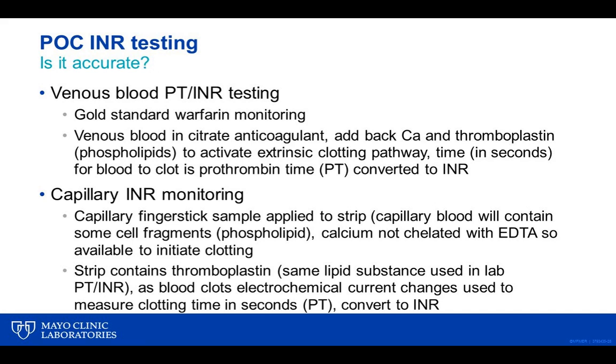When we do a finger stick INR, we do a finger puncture, which we know is going to break cells, so little chunks of cell juice and lipid are going to come out of that finger. We're not going to chelate the specimen, so that blood with chunks of cells, which are going to initiate clotting, goes into a strip. And that strip contains the thromboplastin, the same substance we use in the lab. And then we can't measure blood clotting optically on a capillary.